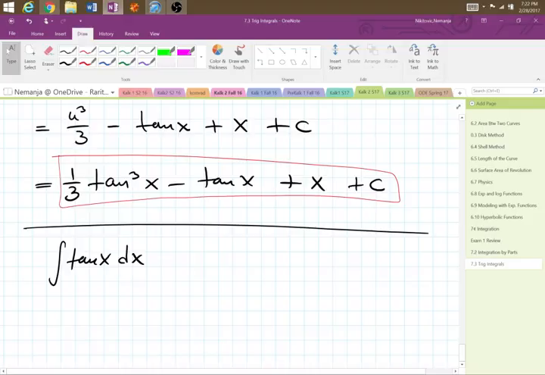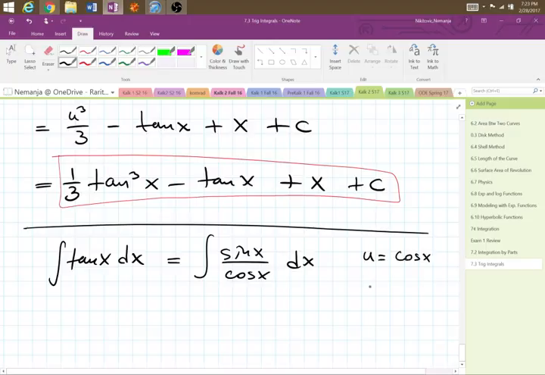Is it because tangent x is equal to sine x over cosine x? And then use what? Use the identities, I guess. What's u, sine or cosine? Cosine. You can't have your du piece in the denominator, so it has to be cosine x. And what's du? Minus sine x dx.